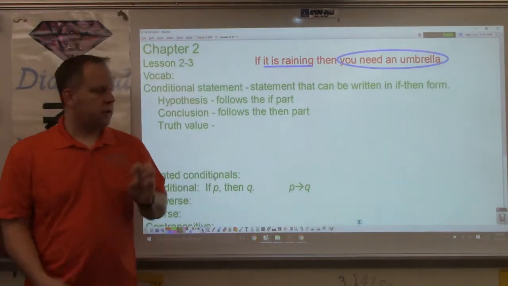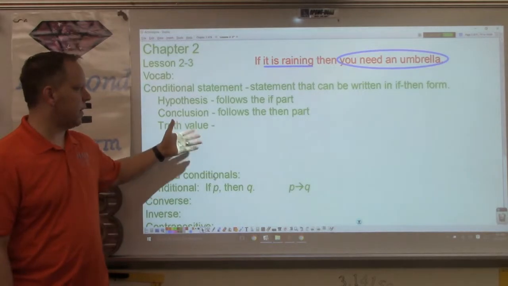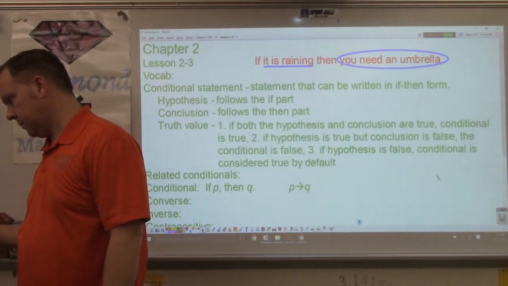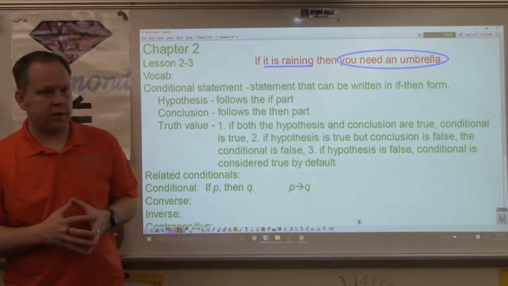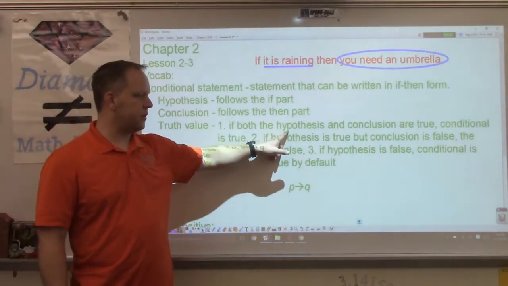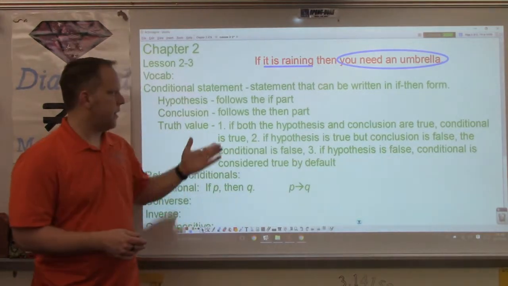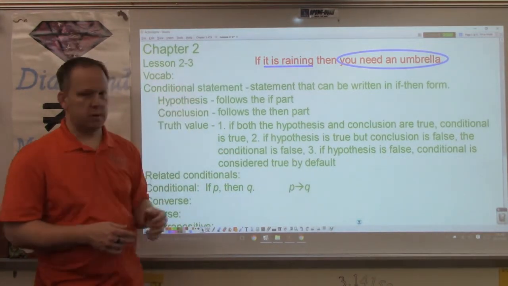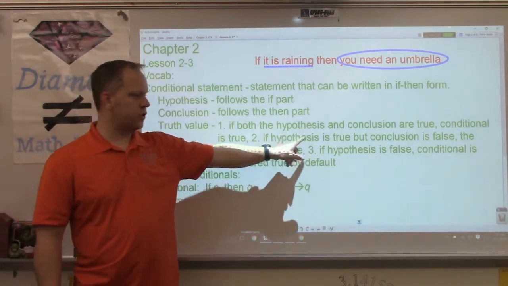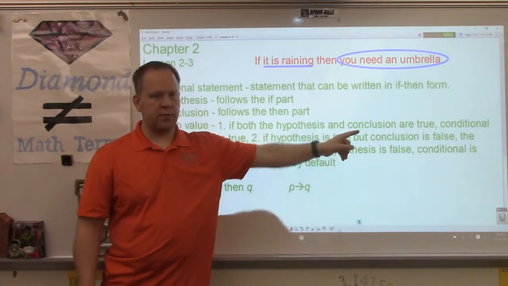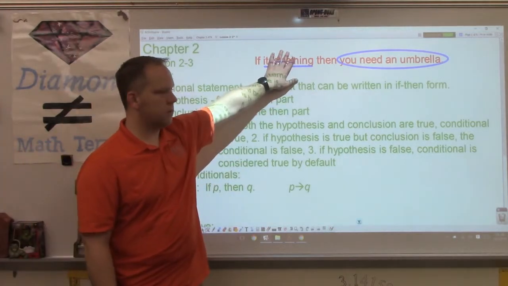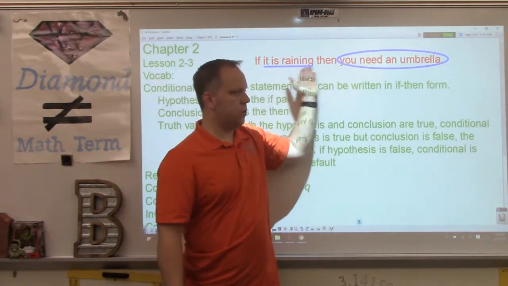Now, truth value. There's three possible scenarios when it comes to truth value with a conditional statement. First, how do I know if my conditional is true or false? Well, first scenario, if both the hypothesis and conclusion are true, then my sentence is true. Plain and simple. If both are true, the whole sentence is true. Second, if my hypothesis is true, but the conclusion is false, then the conditional is false. So if the first part's true, but the second part's false, I consider the whole sentence false.